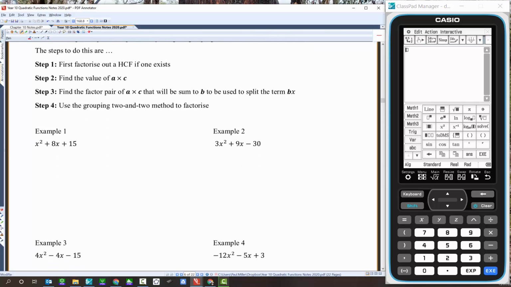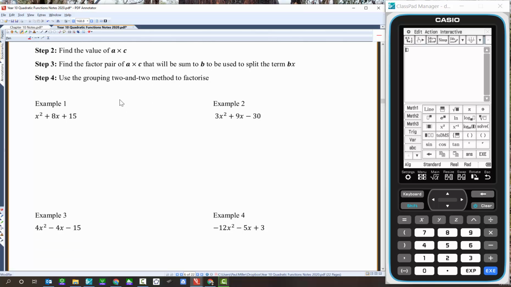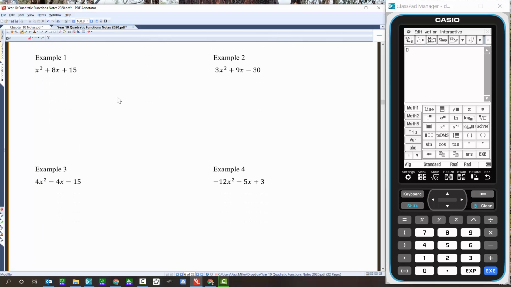All right, so step 1, factorize out a highest common factor if one exists. Find the value of a times c. Find the factor pair of a times c that will sum to b. That can be used to split the term bx. Use the grouping 2 and 2 method to factorize. All right, so here goes.